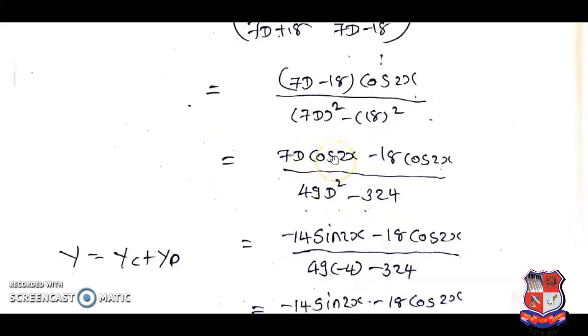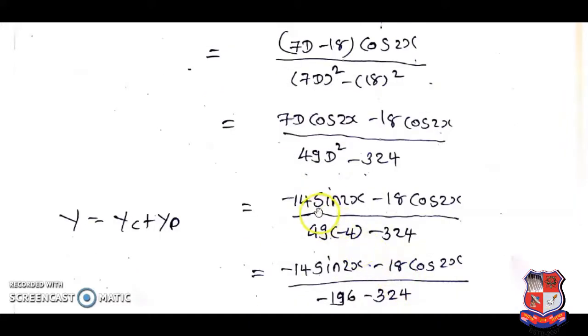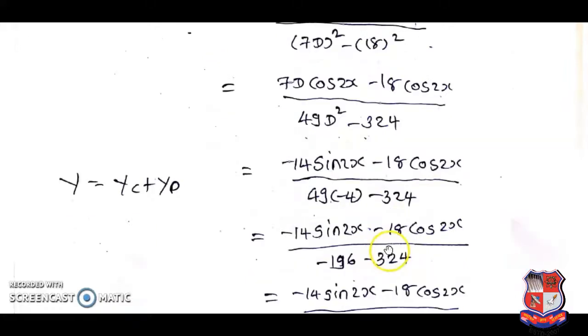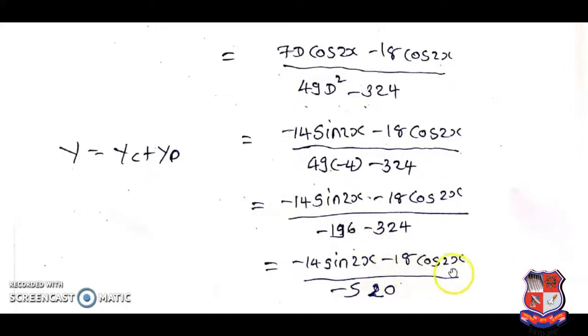Now d cos 2x is the derivative of the cos 2x function. So the derivative of cos 2x is minus 2 sin 2x. So minus 14 sin 2x, minus 18 cos 2x, and d square equal to minus 4, we consider it: minus 4 minus 324. So minus 14 sin 2x minus 18 cos 2x upon 49 into 4 minus 196 minus 324. So minus 14 sin 2x minus 18 cos 2x by minus 520. So this is just now YP.